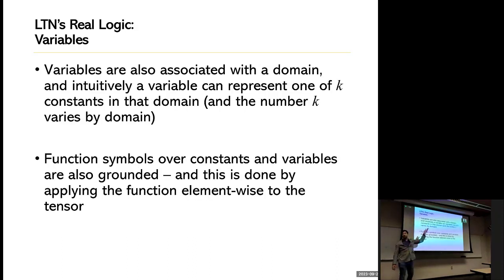Variables are also associated with a domain. The reason you want to do this is that if you have domains for constants, you want to have the right data type going with that variable symbol. They take the tensor for a constant, and they can represent a variable by adding an additional dimension to that tensor that has one position for every possible constant value encountered. And finally, function symbols over constants and variables: the way this works is you're essentially just applying the function element-wise to the tensor.